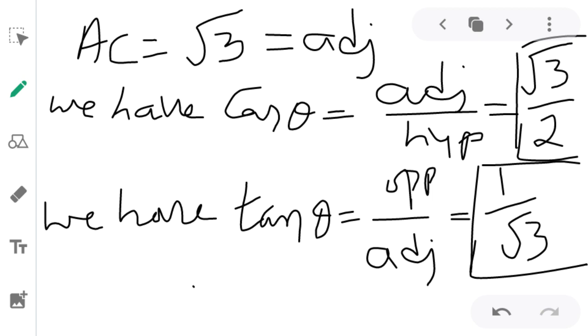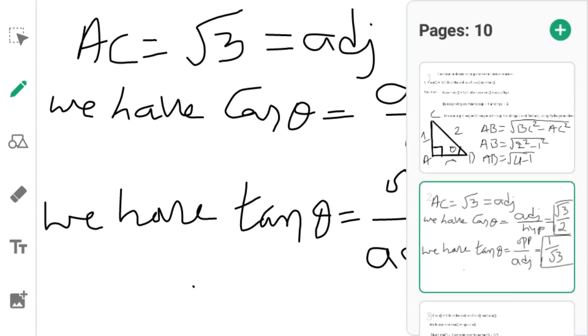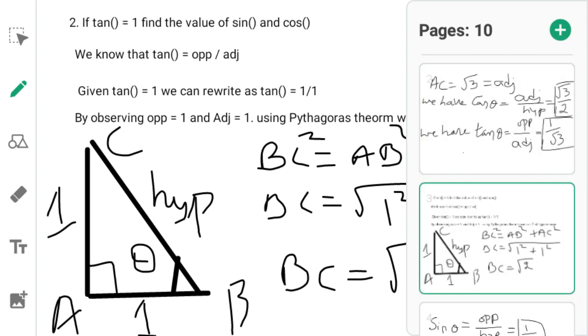And we have tan theta equals opposite by adjacent. So opposite in the diagram is 1 and the adjacent we have found out is root 3. So tan theta equals 1 by root 3. Similarly, we can find the solutions for other relations also.